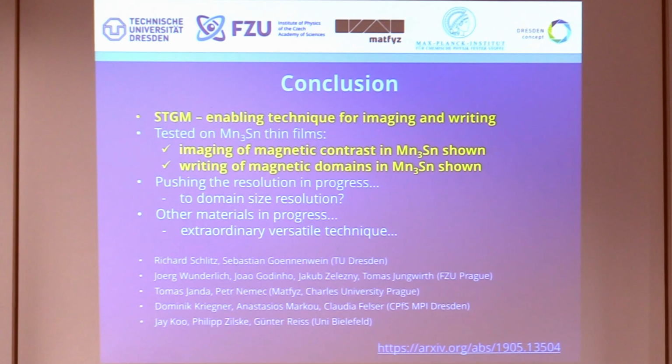And also it seems that it's very versatile, that it can be applicable to many materials. It's not sensitive to some spectral properties or something like that. And this is also what keeps us busy now. So yeah, these are again the colleagues, and thank you for your attention.